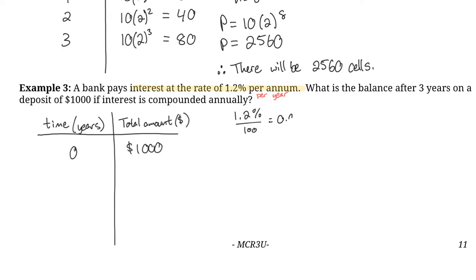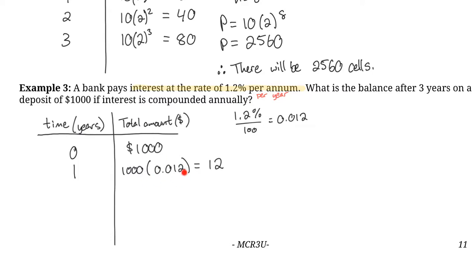So that's just 0.012. So in year 1, we're going to take that $1,000, and if we multiply by 0.012, what would we get? Well, we would get $12. But this column doesn't represent the interest, because if we multiply by just 0.012, you will get the interest, 1.2% of our $1,000. But this represents the total amount that you have in your account, your total balance.